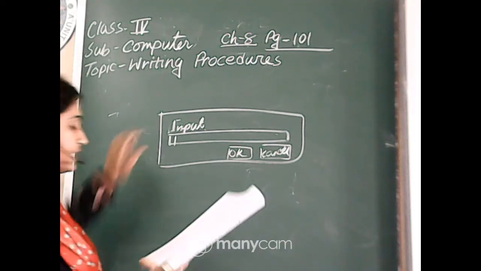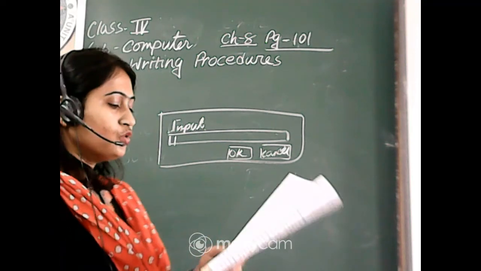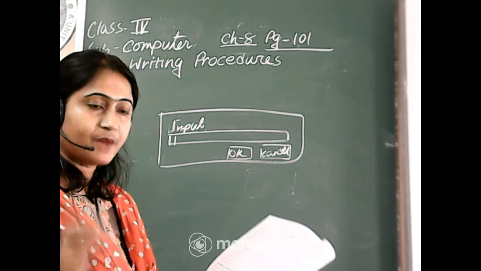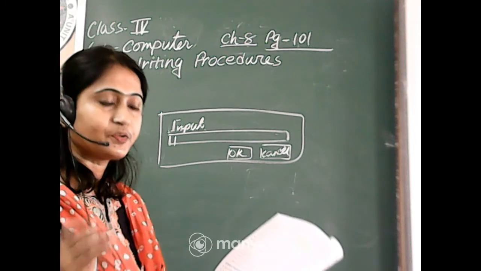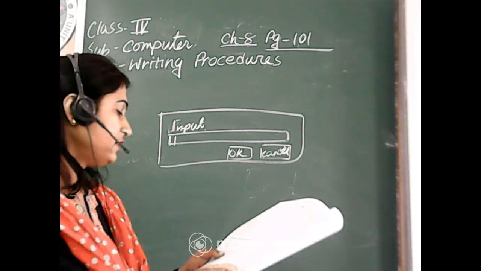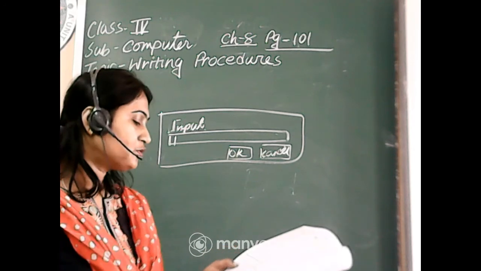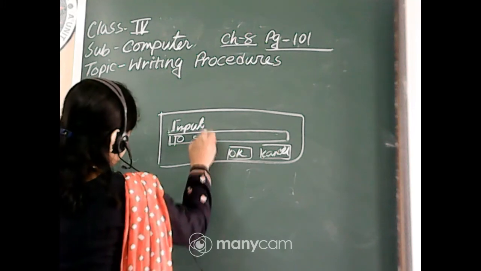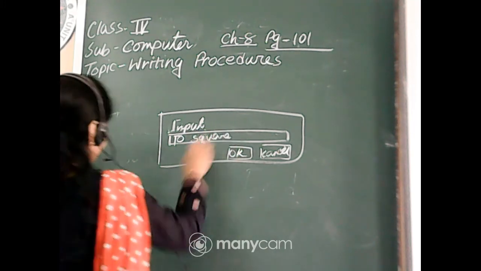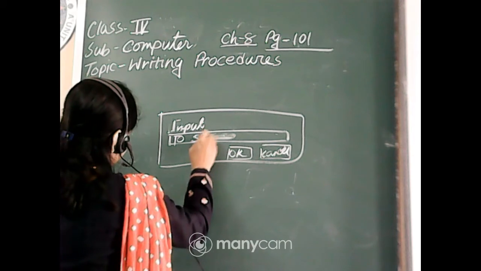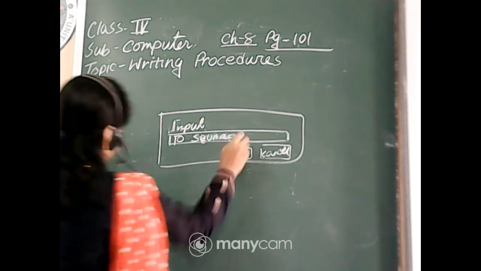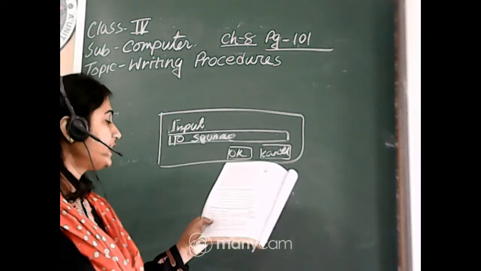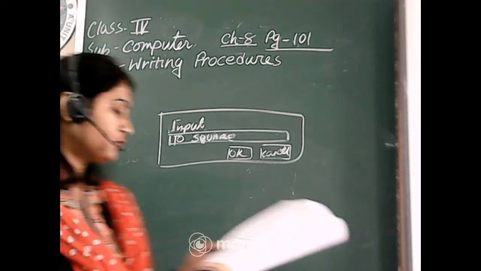You have to click in the input box to type TO followed by the procedure name. Before the name of the procedure you have to type TO. TO followed by the procedure name in the input box, for example, TO SQUARE, or here it is given in capital letters. No problem. And press the Enter key. You can press the Enter key here, or you can press OK also.